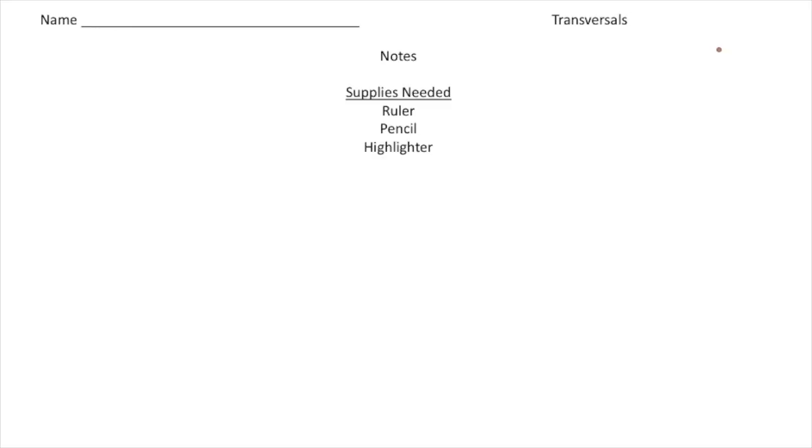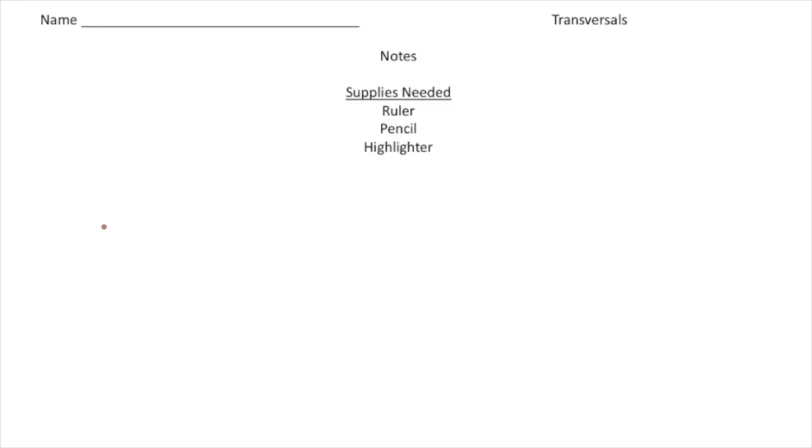Okay, and for this activity, you're going to need three things. You're going to need a ruler, a pencil, and then some type of highlighter or marker. Okay, so if you don't have these things, please pause the video, go grab them, and then come back and hit play. Alright, so what exactly is a transversal? Well, let me show you.